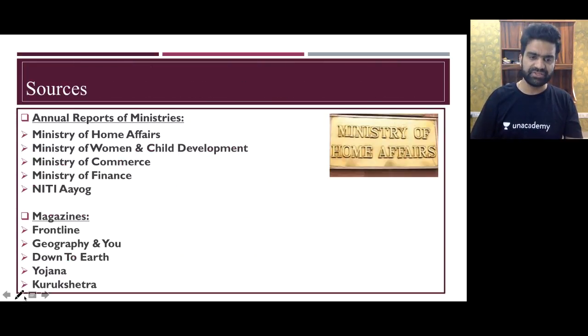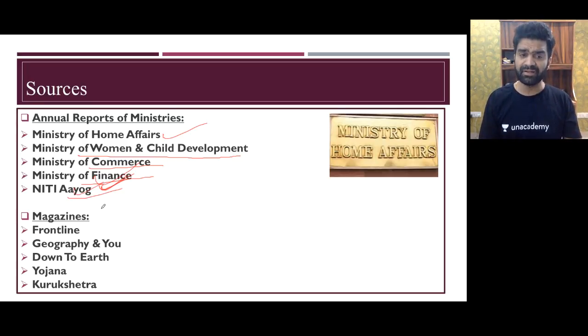Annual reports of Ministry of Home Affairs, the salient aspects, the excerpts from these reports insofar as they are relevant for UPSC Mains Paper 3. Ministry of Women and Child Development, Ministry of Commerce, Ministry of Finance, Niti Aayog, their annual reports and the periodicals that they keep on coming up with, right? From time to time, Niti Aayog keeps on coming up with the issue-based reports on one issue or the other.